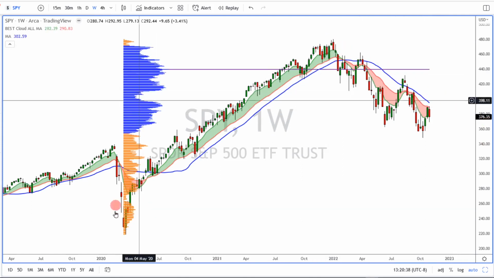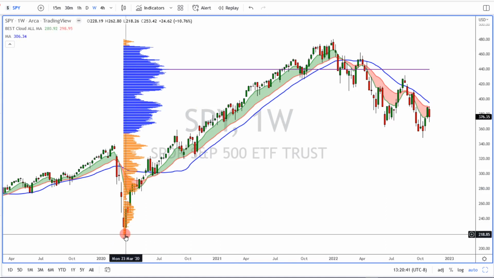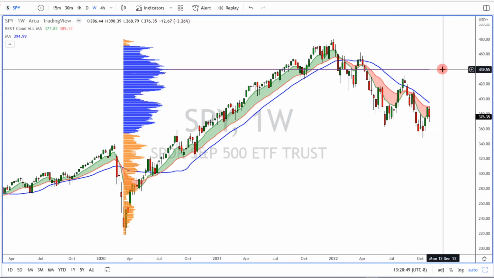This composite volume profile from the pandemic low to the present shows the most traded price is somewhere around 439.55. That's what we call the POC, the point of control.